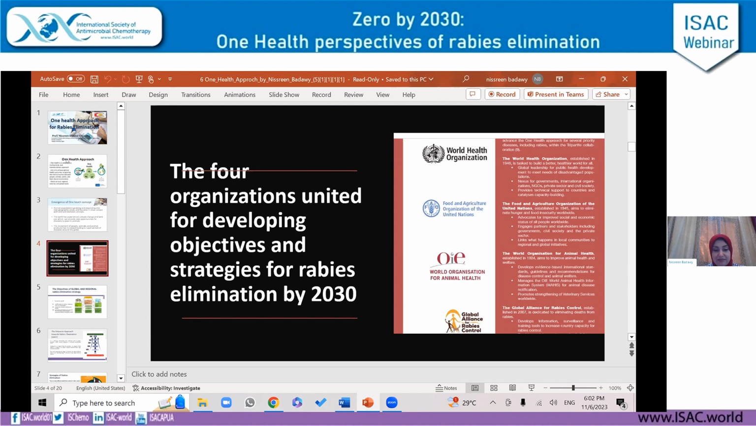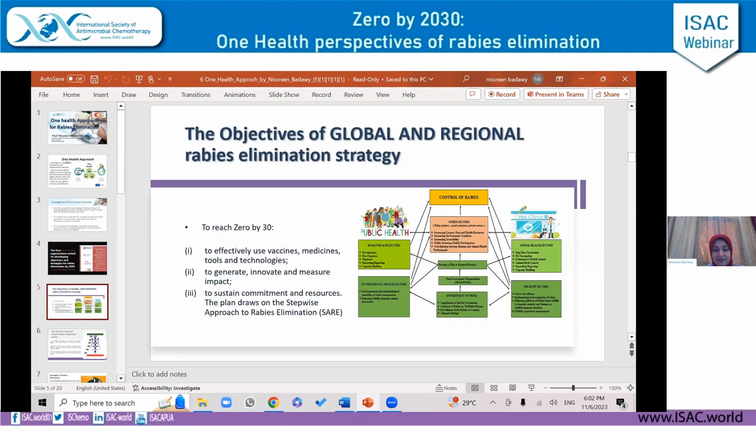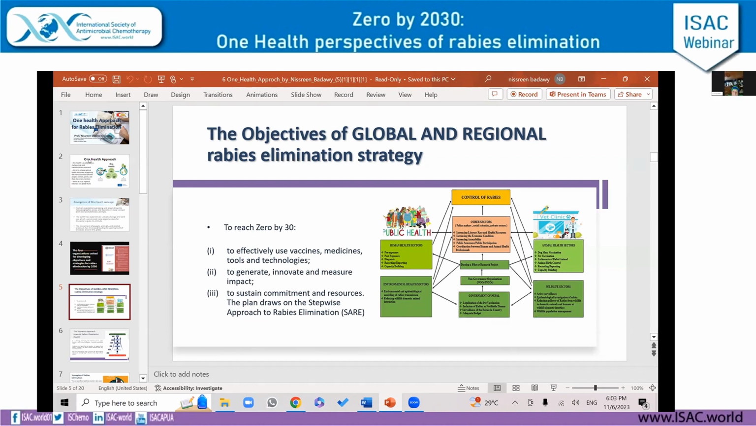These organizations include the World Health Organization, the Food and Agriculture Organization, the Organization for Animal Health, and the Global Alliance for Rabies Control. Their objective is to reach zero by 2030 via effective use of vaccines, medicine, and diagnostic technology for rapid diagnosis and investigation of rabies among people and animals. Also to generate and measure the impact of their activity, and sustain commitment and resources for the application and implementation of elimination strategies.